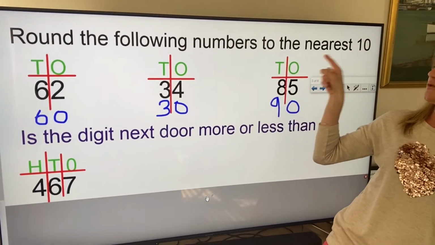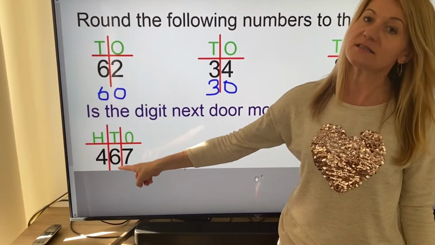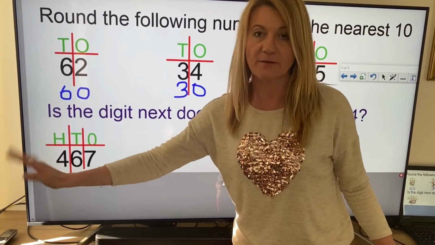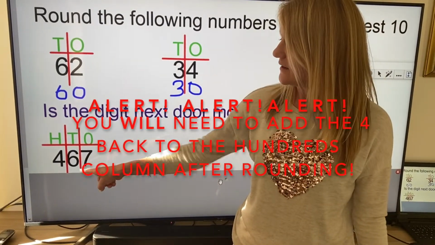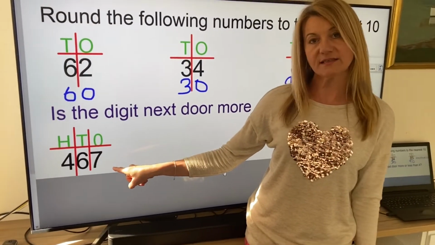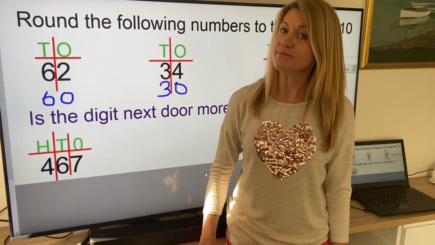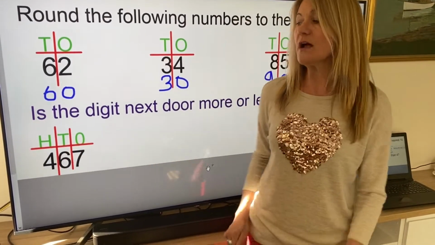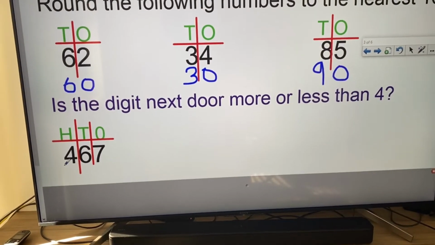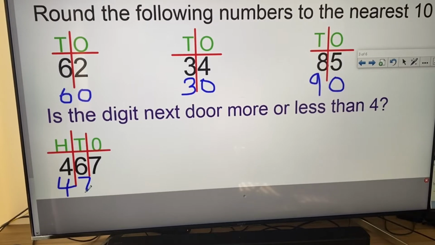But we don't lose sight of the instruction of the question. Round the following numbers to the nearest 10. We still look at our tens column. In our tens column, we have a 6, 60. We can forget about the hundreds. Don't need them because we're rounding to the nearest 10. Okay, is the digit next door more or less than 4? Let's go next door. It's a 7. It is more than 4. So we are going to round 67 to 70. So the whole number becomes, and I know you're going to be able to do this, 470.